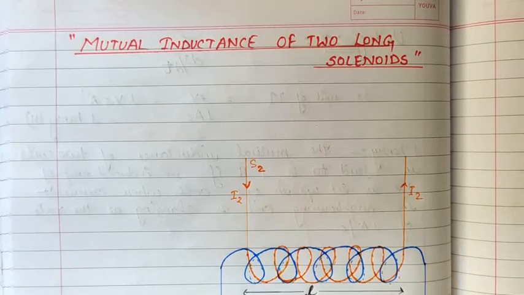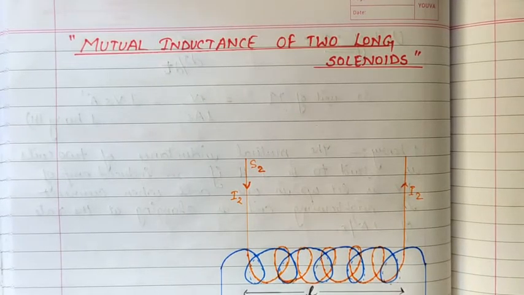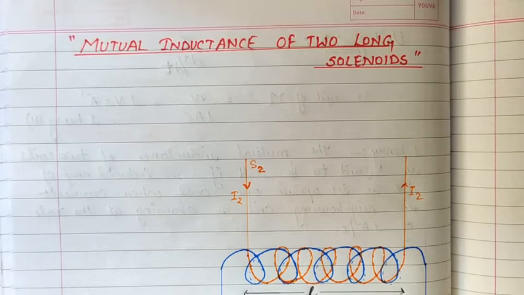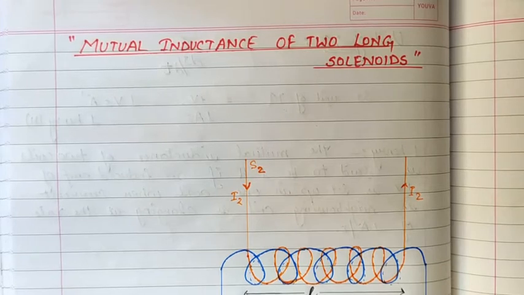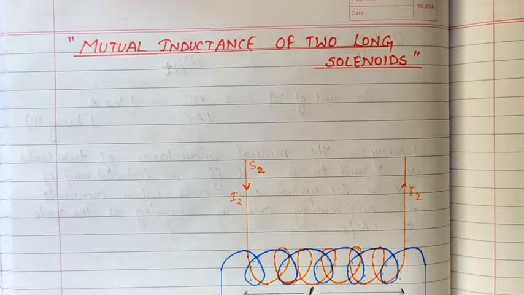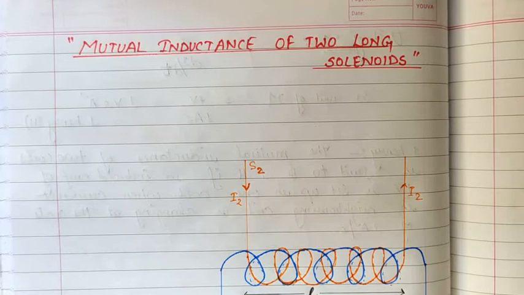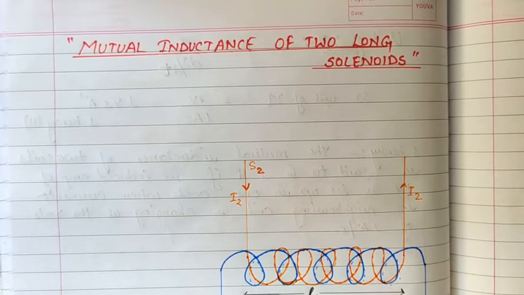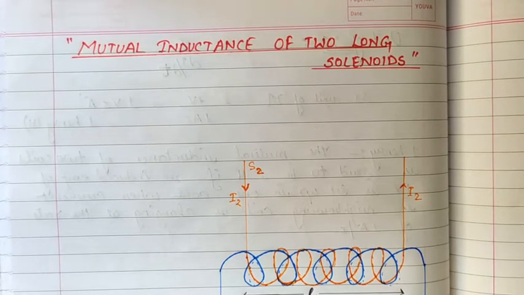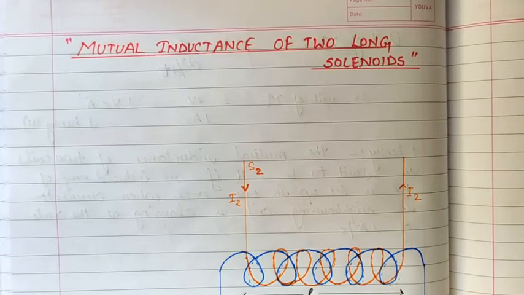Hello students, in this video we are going to discuss the mutual inductance of two long solenoids. Actually, we are going to find an expression for mutual inductance if the two coils that we are using are long solenoids, and we will also discuss the factors on which mutual inductance depends as well as the coefficient of coupling. So these three things we are going to discuss in this video.